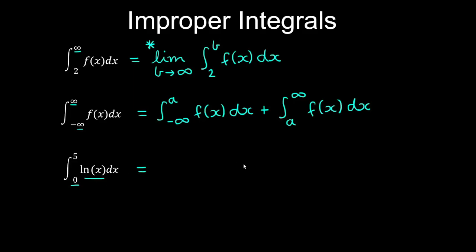And similar with this third integral, we can introduce a dummy variable. So this approaches 0 from the right hand side, where the natural log of x is defined. Then you can evaluate the definite integral and take the limit to get the result.